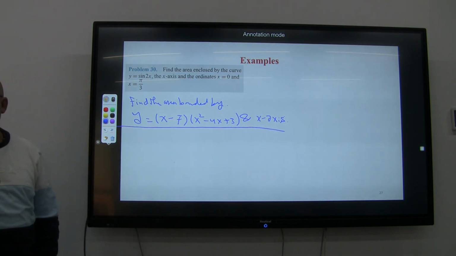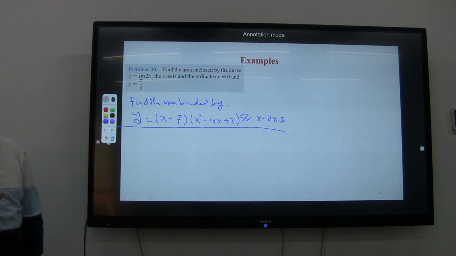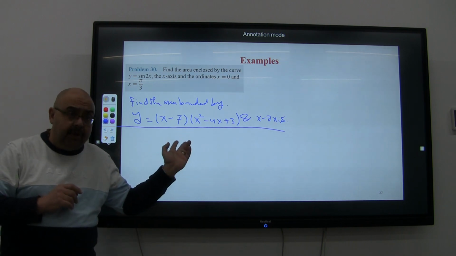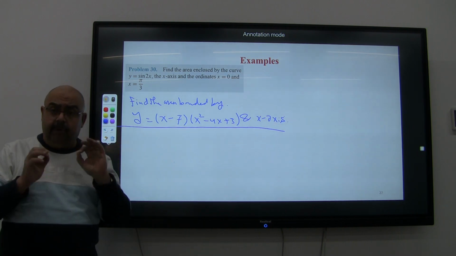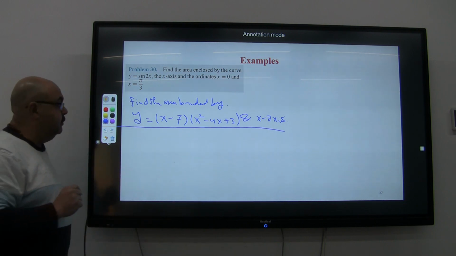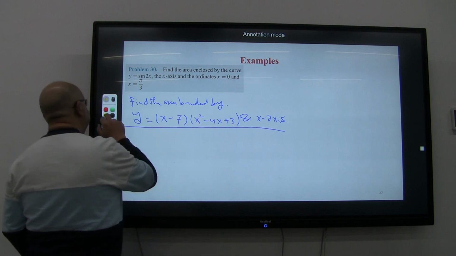How to graph and how to go through a function like this. The main idea in getting a function, a cubic function like this one, is to identify the points of intersection of this function with the x-axis. So it's really very simple. Start to factorize this bracket.